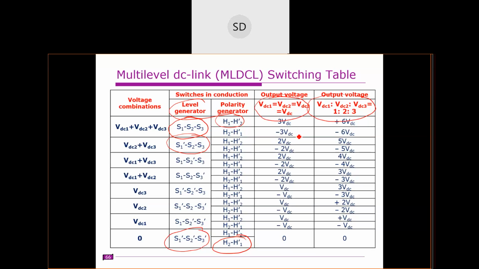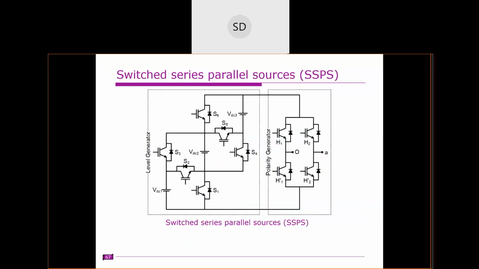If you notice, some redundancy is there. If you are operating with equal voltage ratios, we have some redundancy, or if you are operating with 1:2:3 ratio, the redundancy will be reduced. See, we have redundancy for -3 VDC, right? So here you have -2 VDC. We have 3 switching instants for -2 VDC, whereas for -3 VDC you have only 2. For -2 VDC, I think you have only 1 switching instant. So this is about the multi-level DC link.